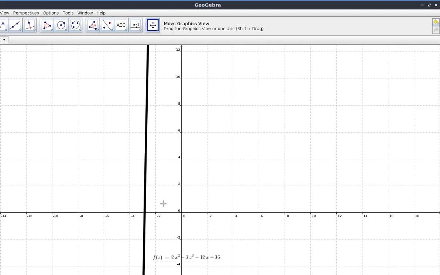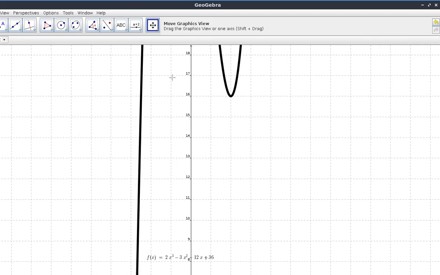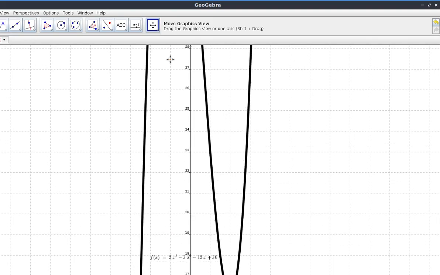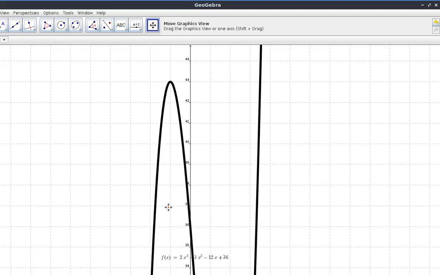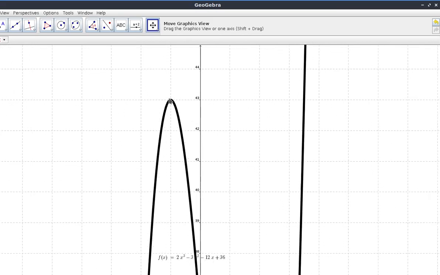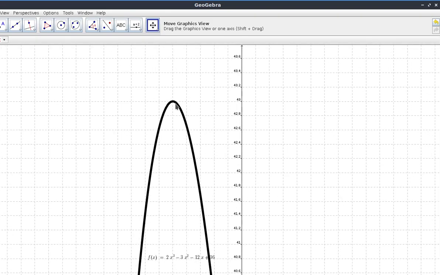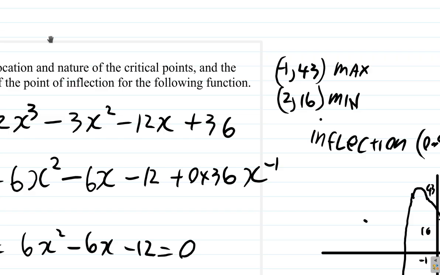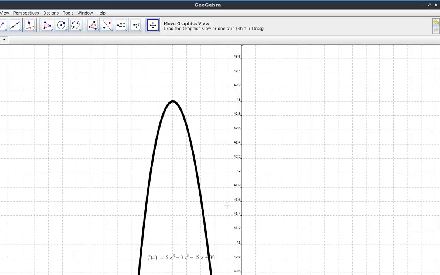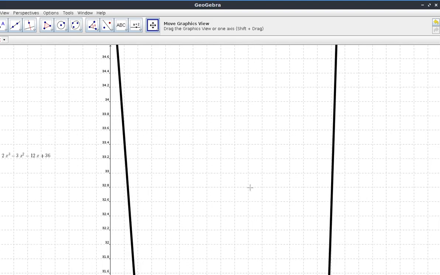Just to make sure. Alright, this line is negative 1. Let's follow this line and go up. Alright, negative 143, we can see it. It's at negative 143, and it is a maximum point. Good. The other one is 216, the minimum point.